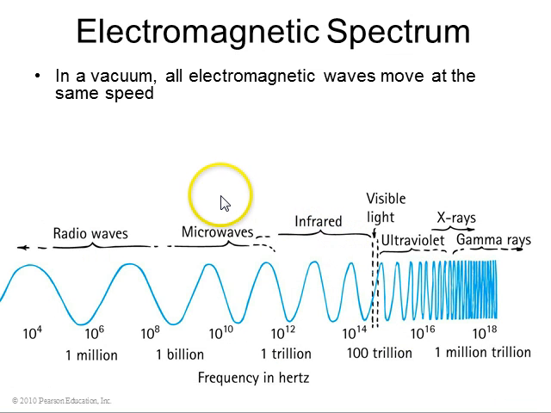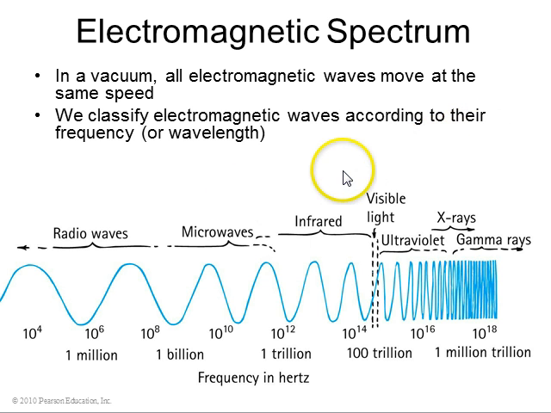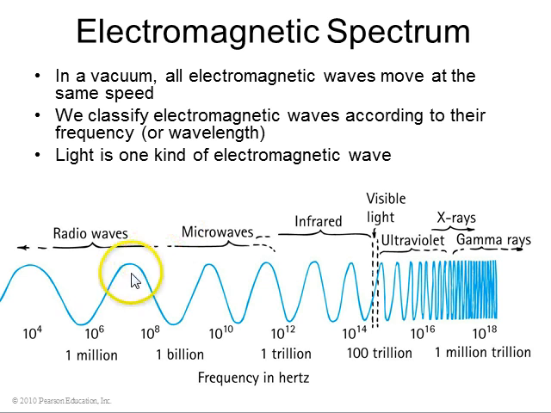So in a vacuum, all electromagnetic waves move at the same speed. It's very, very fast, about 300,000 kilometers per second. So we classify different kinds of electromagnetic waves based on their frequency, or equivalently their wavelength. And here is a whole list of all the different names we give to the same thing, which is really these are all electromagnetic waves.